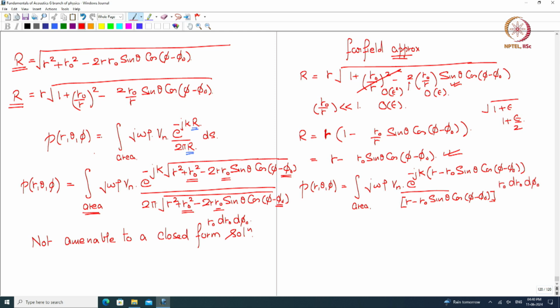Small changes in this can have big consequences, whereas in the linear case, if r0 is much smaller than 1, r0 sin theta cos phi 0 is much smaller than 1. I suppose you see the subtlety over here. And therefore, in the denominator we will drop this term, in an attempt to find a closed form solution. So what happens now? Let us see.